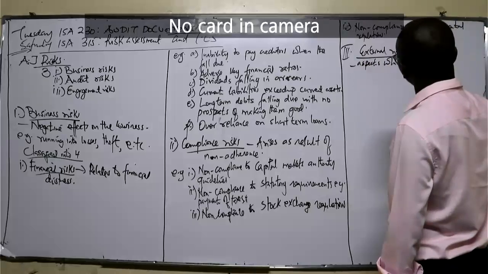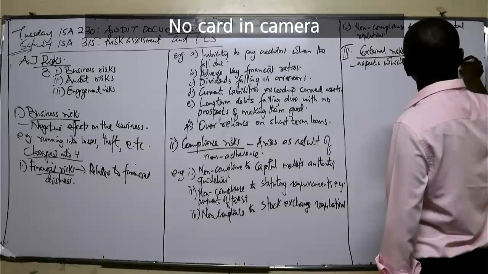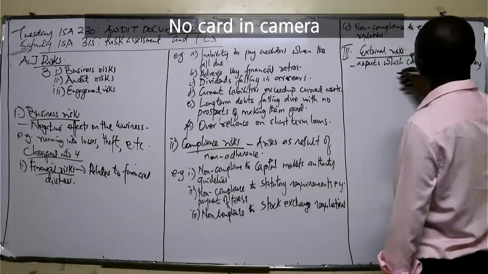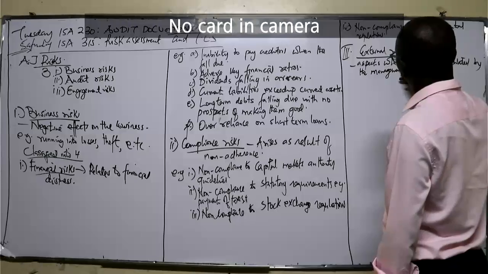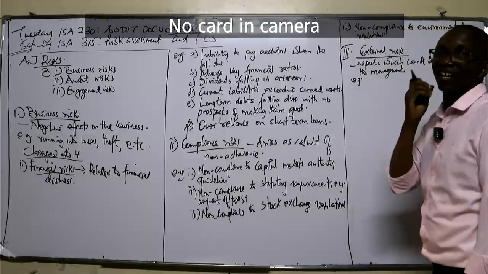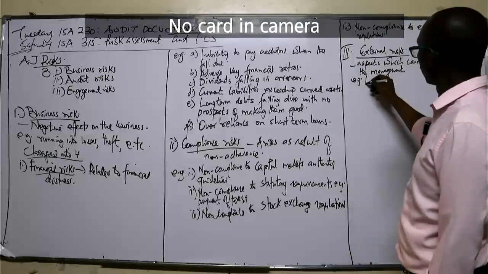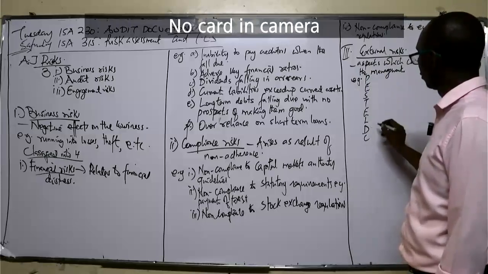Aspects which cannot be manipulated by the management. E.g., we use the acronym PESTEL DC, for those who have got the notes. PESTEL DC.